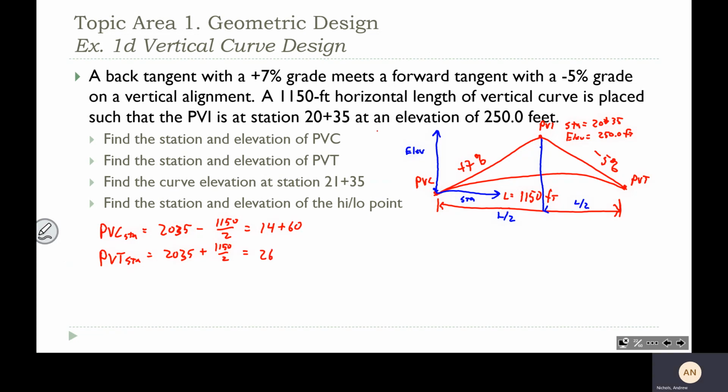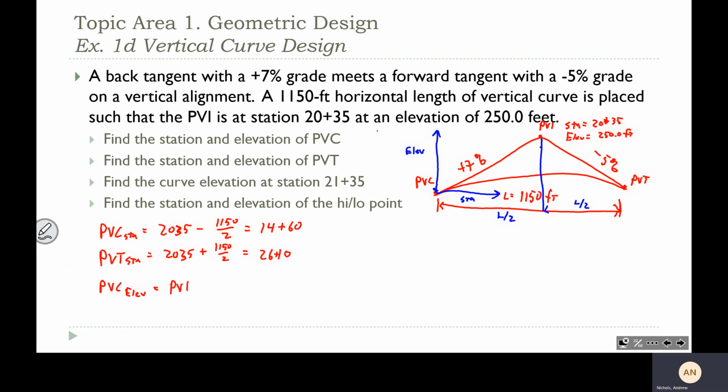$26.10. All right, so the stations are the easy ones. Now the elevations. So our PVC elevation. Our starting point is our elevation at our PVI.